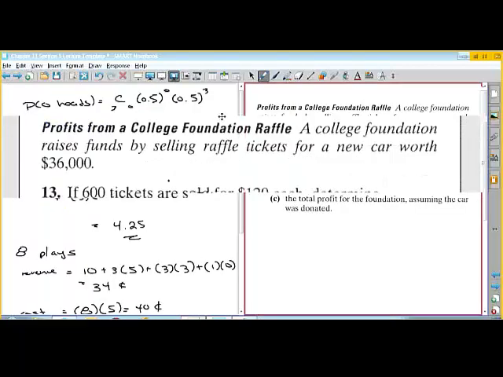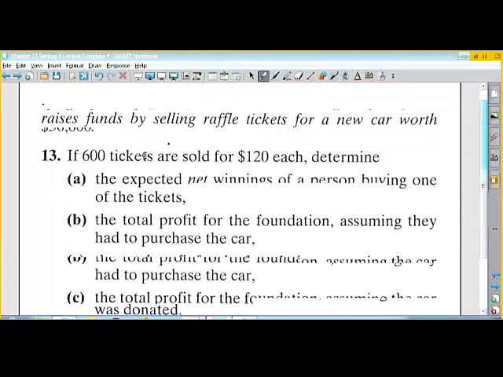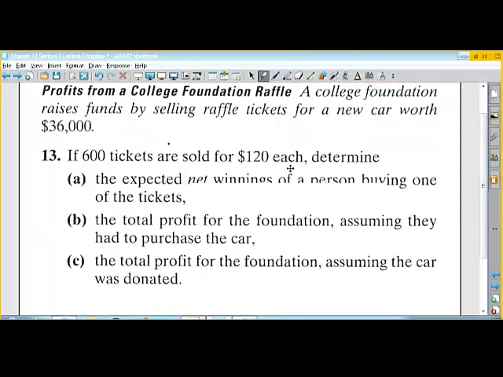Okay, so here's the next problem. So we have a raffle, and we sell 600 tickets for $120 each. That's a little expensive for my taste. I'm good at $2, but any more than about $5 I'm not going to do. So it says, what is the expected net winnings of a person buying one of the tickets?